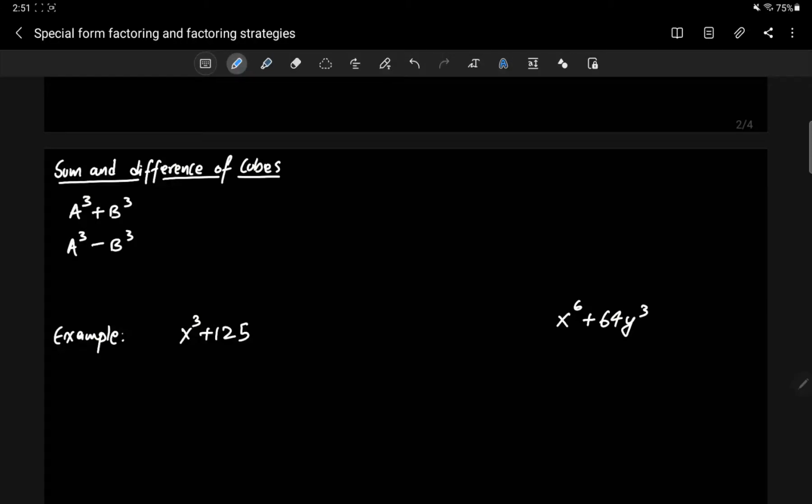Everyone, after having looked at the difference of squares and a perfect square scenario for factoring, now we're going to focus on higher power, which is cube. So for cubes, we have two different identities. One is for the sum of cubes and one is for the difference of cubes. The sum of cubes can be factored as (a plus b)(a squared minus ab plus b squared), whereas the difference of cubes is (a minus b)(a squared plus ab plus b squared).